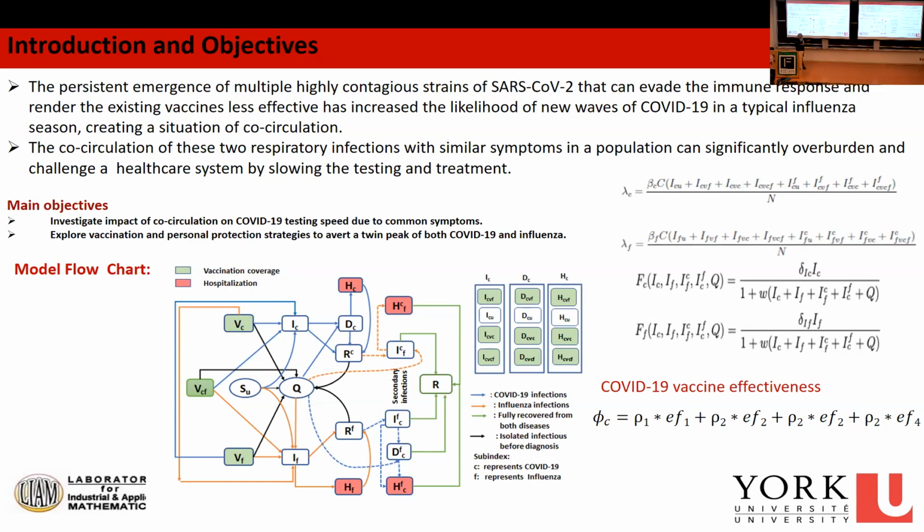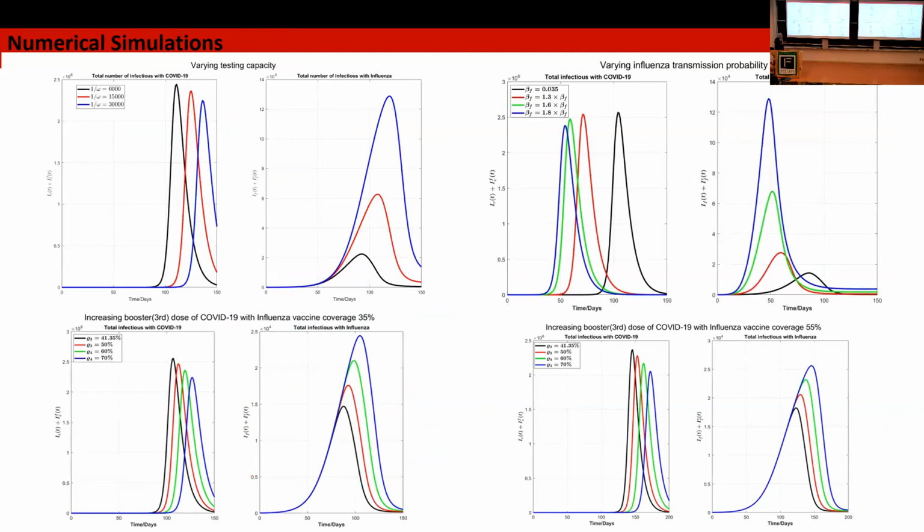And also we are considering the effectiveness of 4 doses of the COVID-19 vaccine. So here are some results of our simulations. The first one is that with the testing capacity, if we increase the testing capacity for the COVID test, we can see a clear delay in the COVID-19 infection.